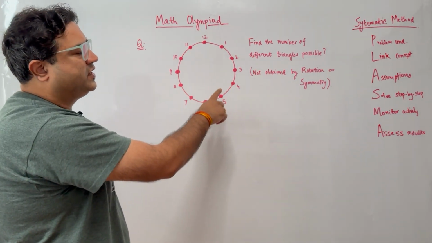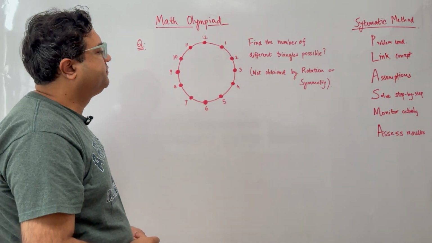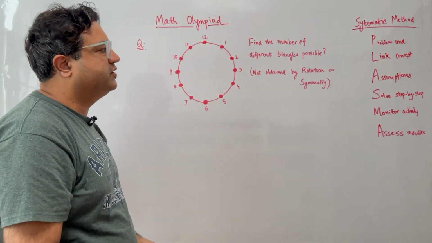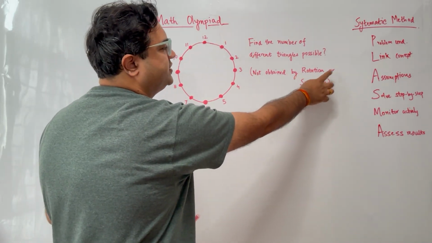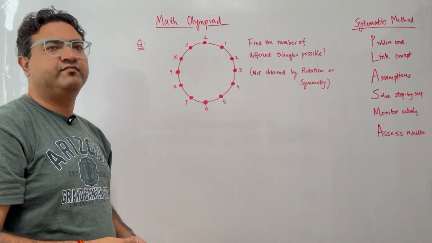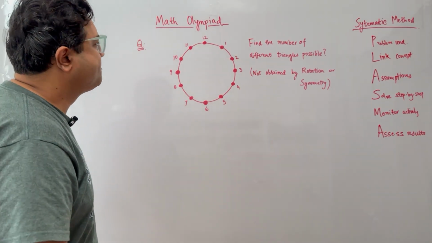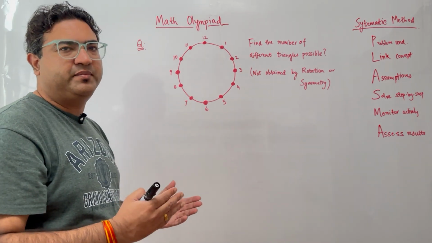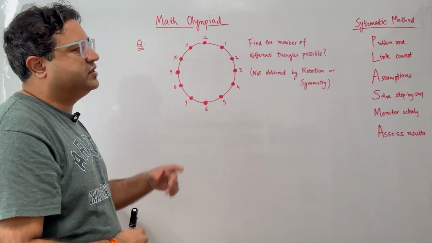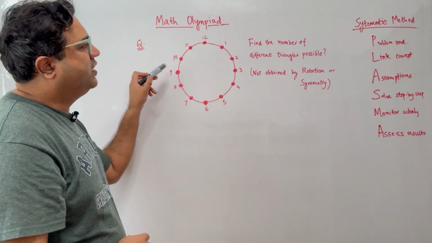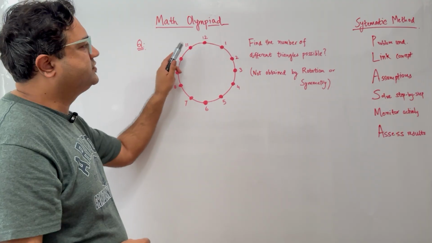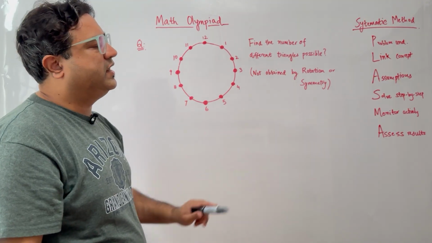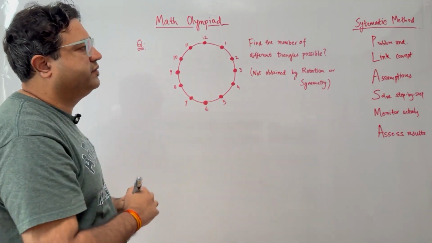So you can see that there are 12 points on a circle, equally spaced, and we have to find the number of different triangles possible which are not obtained by rotation or symmetry. So let's get into it. Let's use a systematic method. Problem understanding: we have to get different triangles possible here, but we also have to avoid rotation and symmetry. So that is our clarity so far.